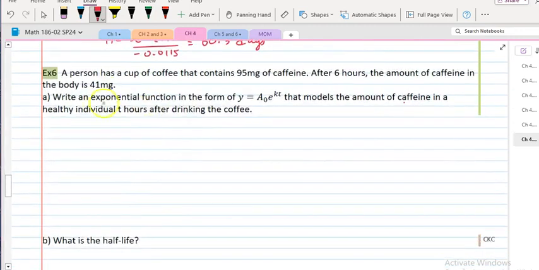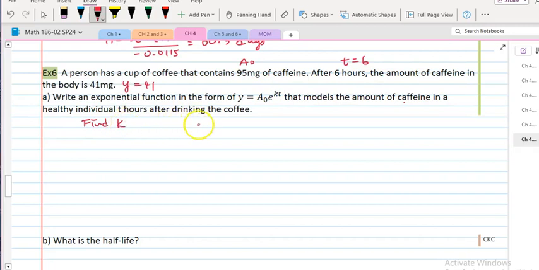Okay. Example 6: a person has a cup of coffee that contains 95 milligrams of caffeine. After 6 hours, the amount of caffeine is 41. So A0 is 95, but after 6 hours, the amount y becomes 41. Write the function that models the amount. They don't have half-life and they don't have k, so we need to find k, right?